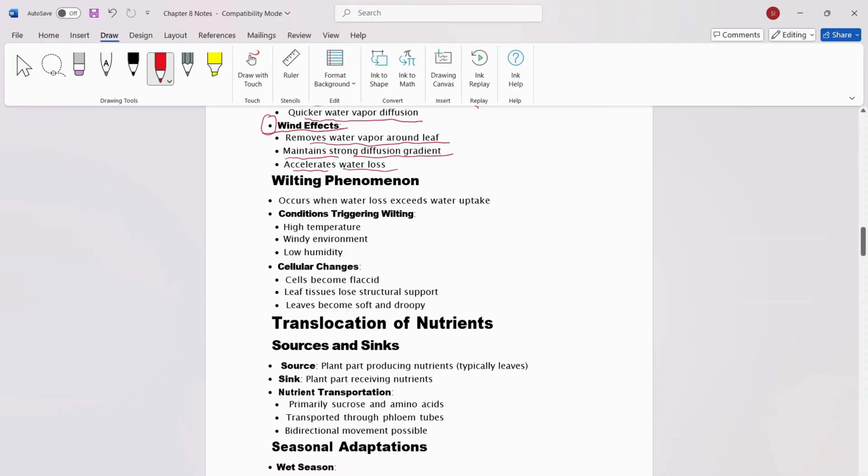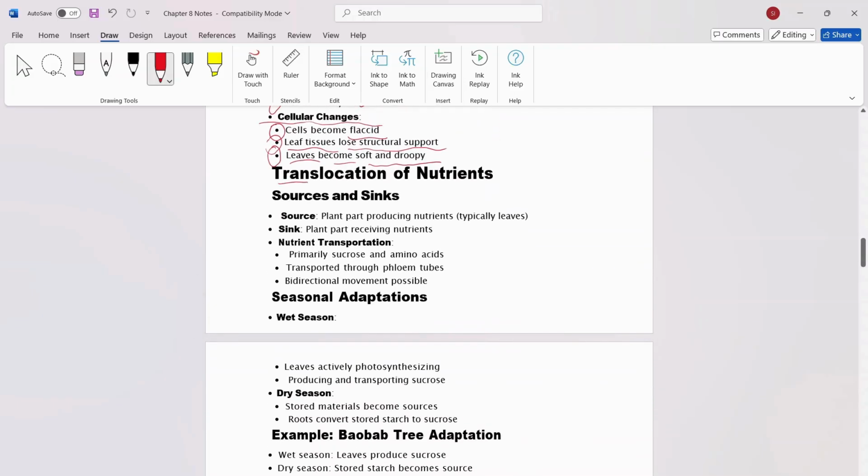Now we have the wilting phenomenon. It occurs when water loss exceeds water uptake. Conditions triggering wilting: high temperature, windy environment and low humidity. Cellular changes: cells become flaccid, leaf tissue loses structural support, and leaves become soft and droopy.